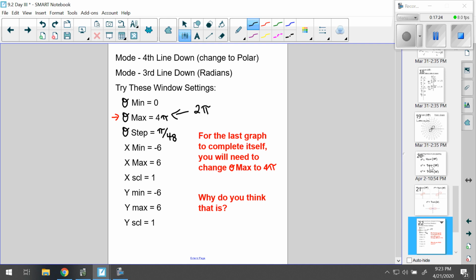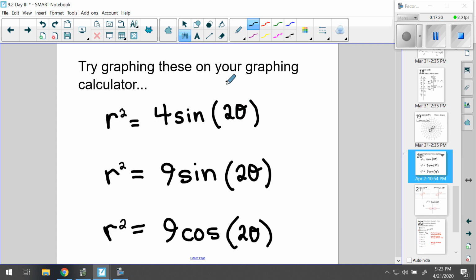But let's look back at our equation that we're trying to graph here. Notice there's a 2 on the inside. Since there's a 2 on the inside, remember we're compressing our graph. So if our window 0 to 2 pi used to be adequate, with a compression, now we need to double that window for the entire graph to reveal itself. Does that make sense? So instead of a window of 0 to 2 pi, now we need a window of 0 to 4 pi.